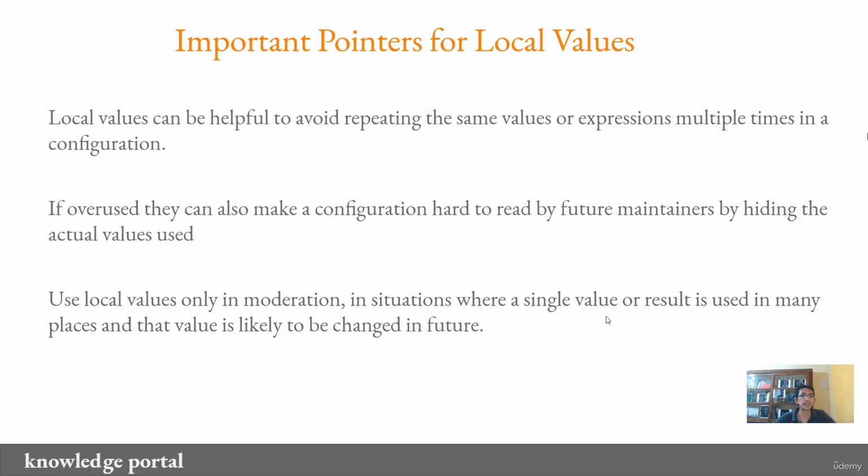Let's look into some of the important pointers for local values. First one is that local values can be helpful to avoid repeating the same values or expressions multiple times within the configuration. This is something that we have already seen. Second important pointer is that if local values are overused, they can make a configuration hard to read by a future maintainer by hiding the actual values that are being used. So you should use local values only in moderation, in situations where a single value or result is used in multiple places and that value is likely to be changed in the future.